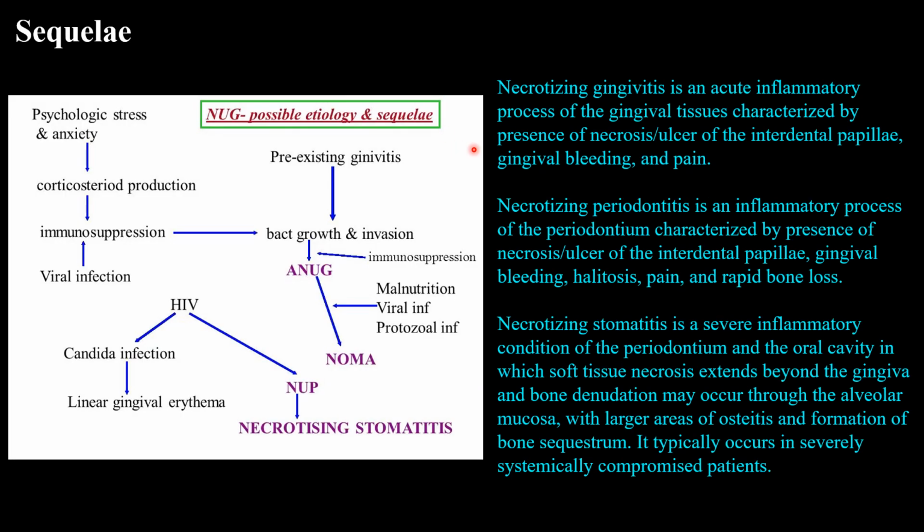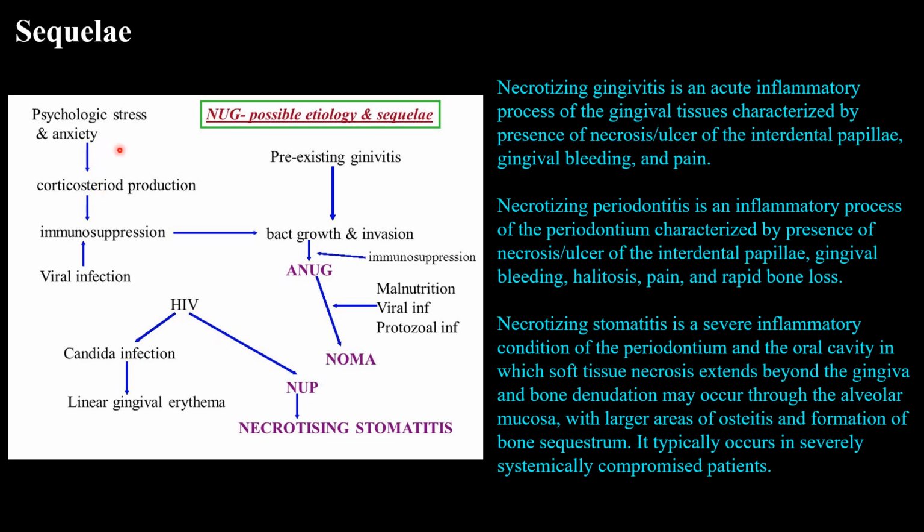So this is a sequela of necrotizing ulcerative gingivitis. First, it is called ANUG as long as the lesions are confined to the gingiva. When it proceeds further into deeper parts of the periodontium, causing rapid bone loss, it is going to be called acute necrotizing periodontitis. When it is going to extend beyond the alveolar mucosa with severe lesions, it is going to be called necrotizing stomatitis. Most of the times, necrotizing stomatitis is seen in very severely systemically compromised patients.